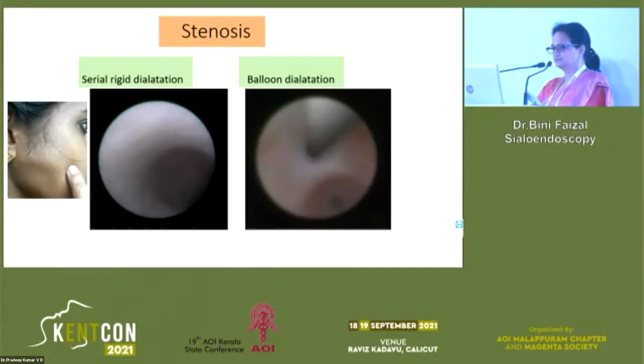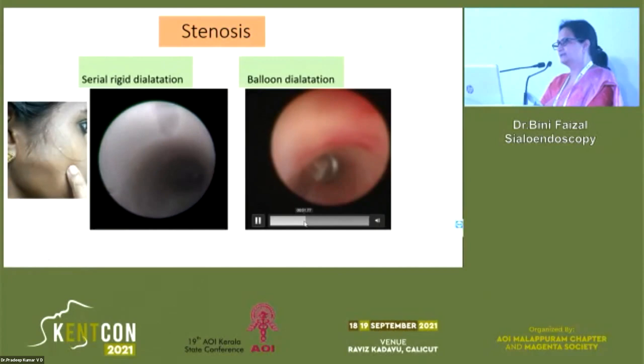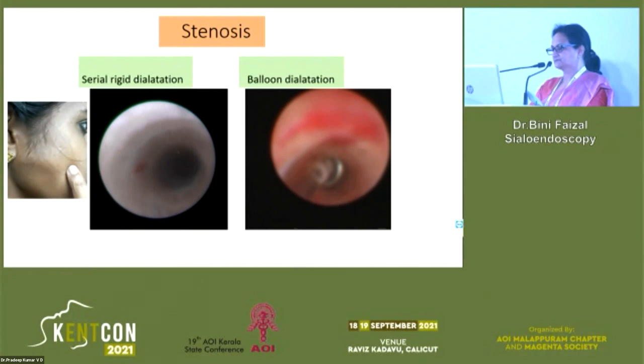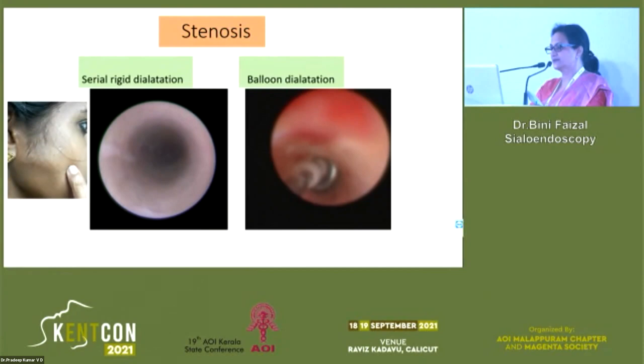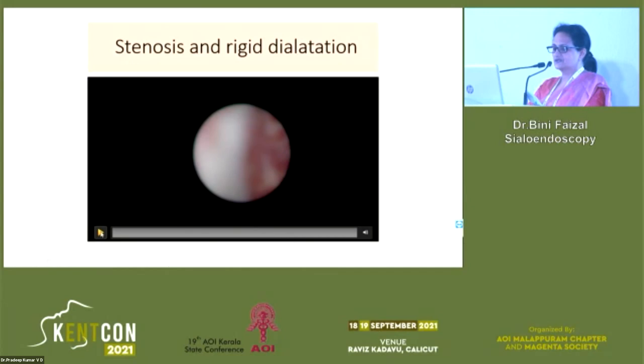See, that is the balloon, which is dilated. 0.3 to 0.4 ml of saline will be pushed in, or even air will be pushed in, kept for around 1 to 2 minutes, and then retrieved. So this is again a case of stenosis and rigid dilatation.